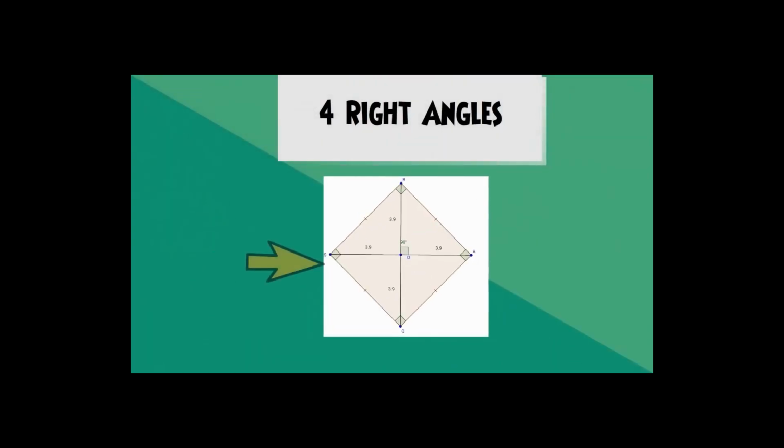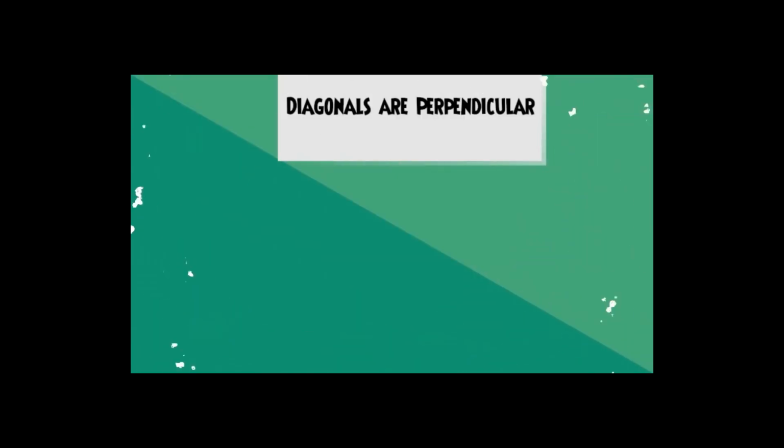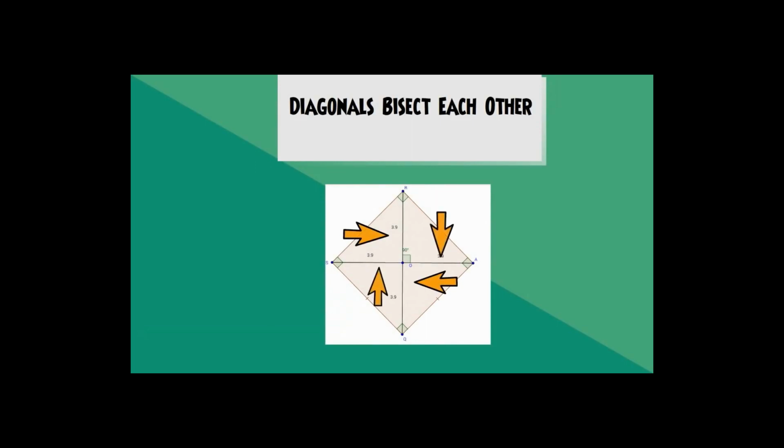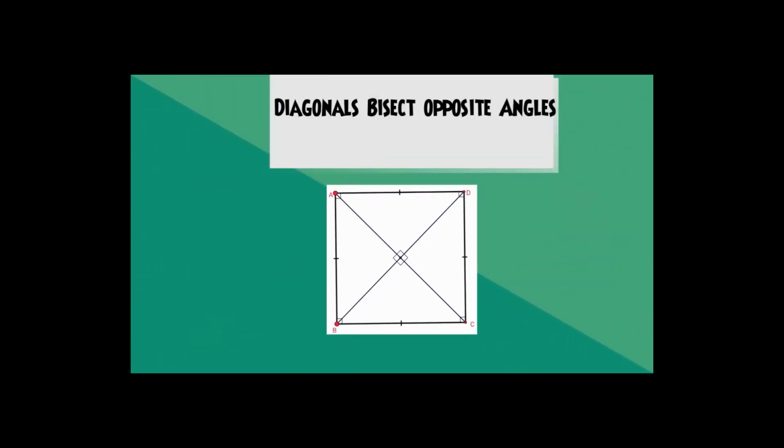Along with these 4 sides, you have 4 right angles. The diagonals of a square are perpendicular and create 4 right angles. The diagonals also bisect each other. The diagonals also bisect opposite angles and create equal 45-degree angles.